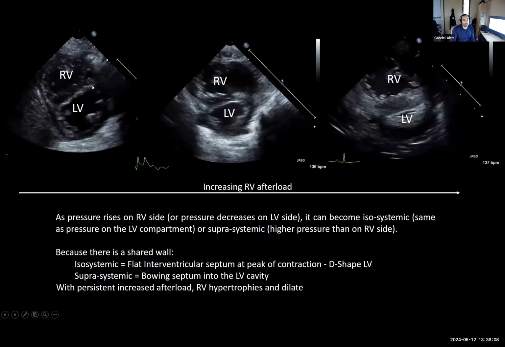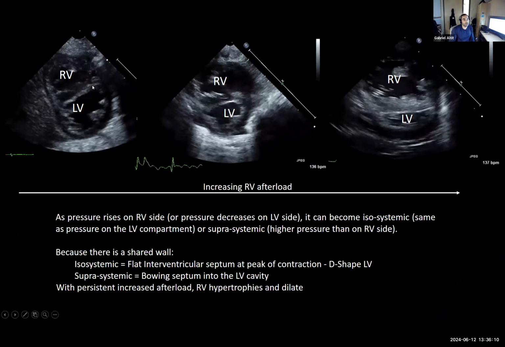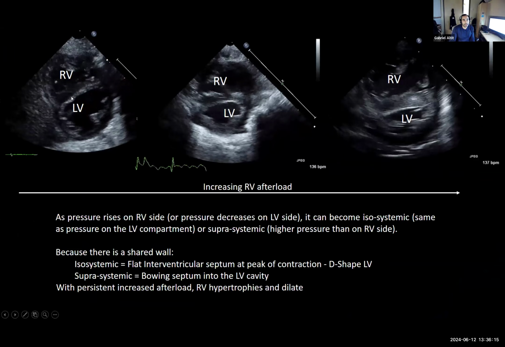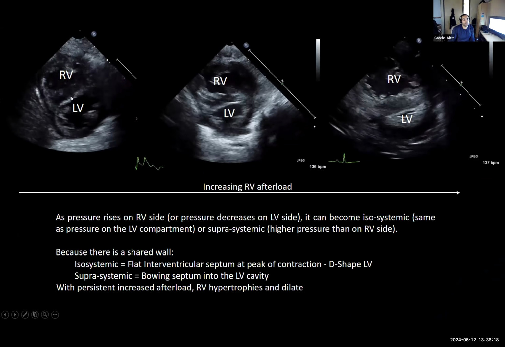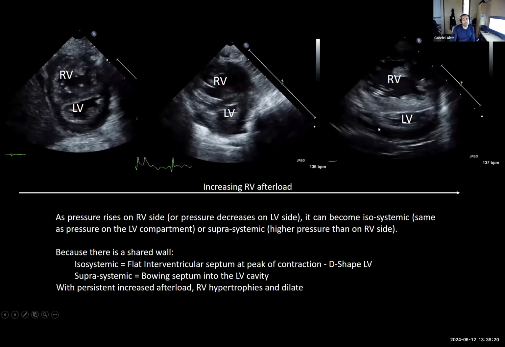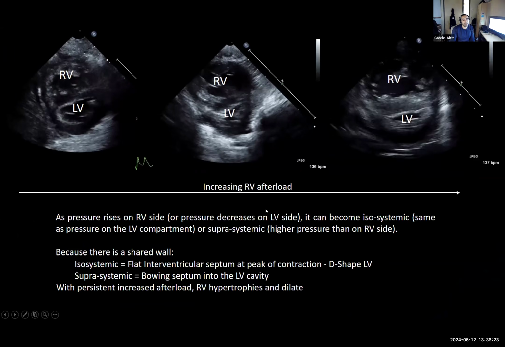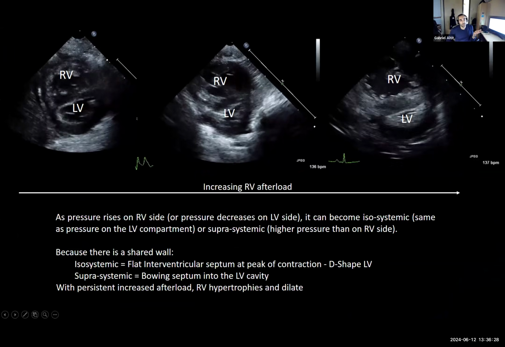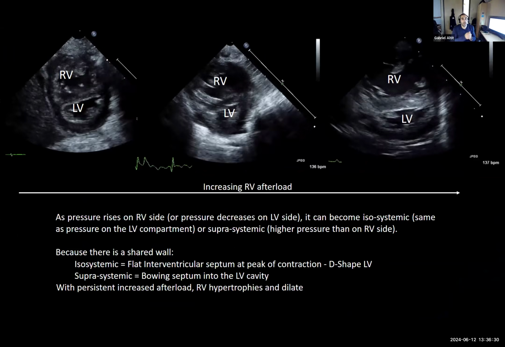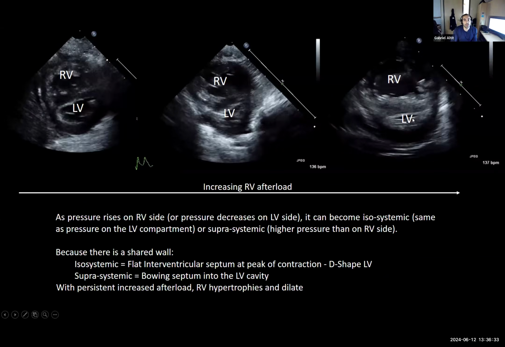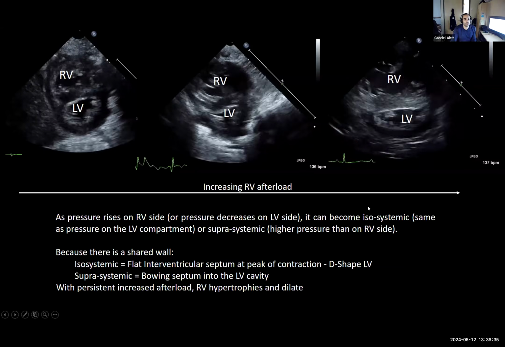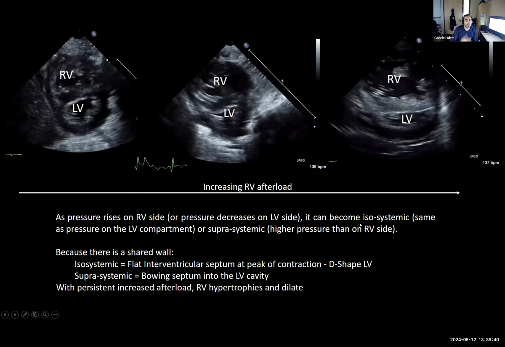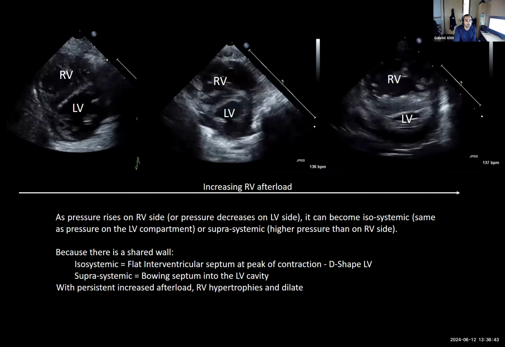And so in systole, when the outflow tracts are open, if there's pressure equalization between the two ventricle, you start to get some flattening. So we call this isosystemic PA pressures. And if you get bowing, you start having suprasystemic RV pressures. And it's either because you have high RV pressure, low LV pressure, or maybe a component of both, or maybe you're just profoundly systemically hypotensive, and that's why your RV is bowing. But you always have to put these things in perspective of what's happening in your systemic compartment.